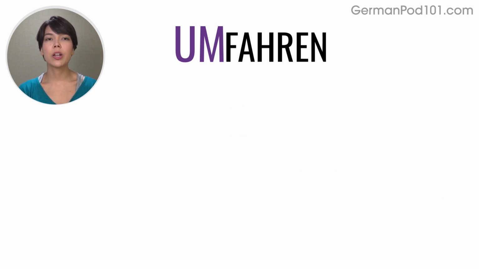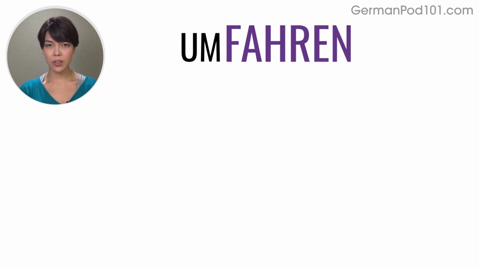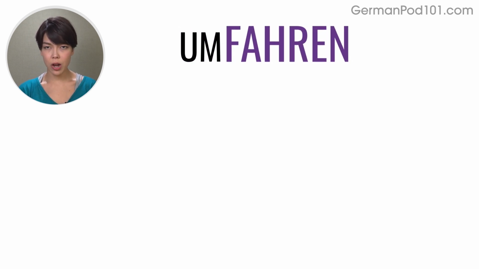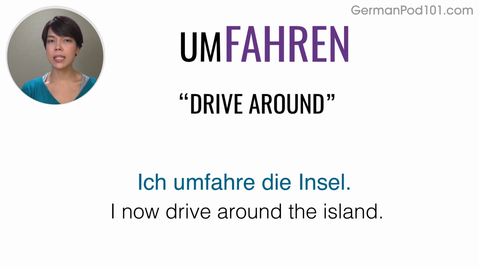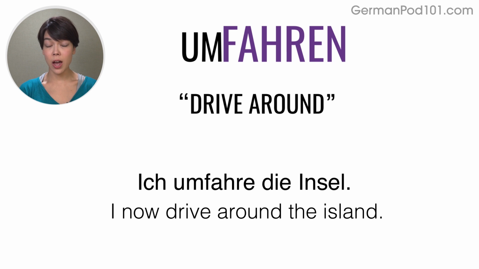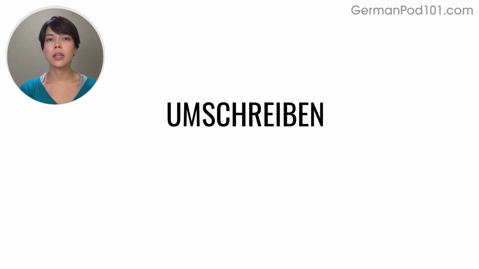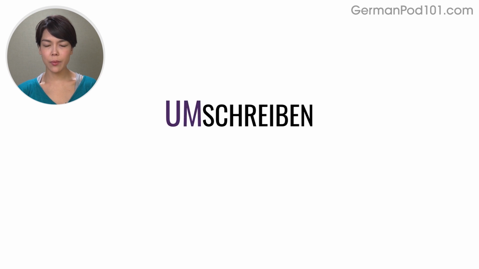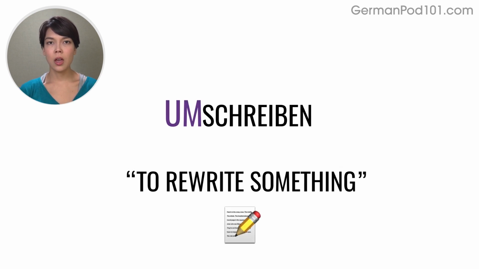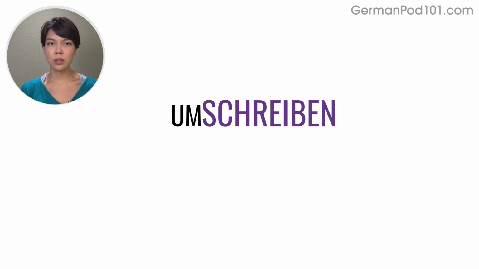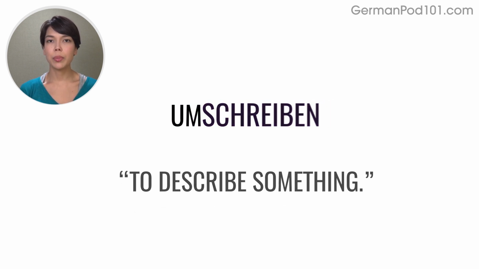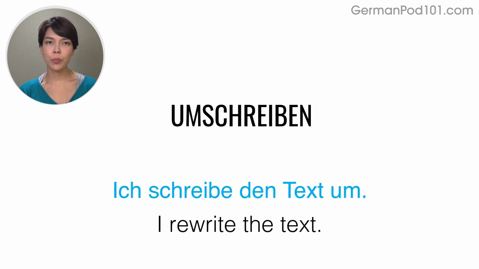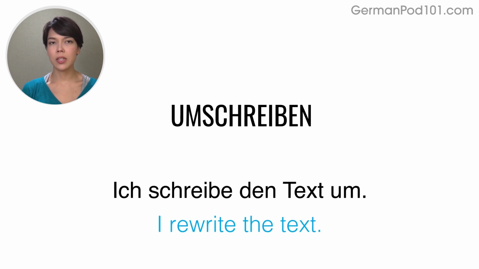If you pronounce the word as umfahren with an emphasis on fahren, that means drive around. For example, ich umfahre die Insel. Literally, I now drive around the island. With this definition, um cannot be separated from fahren. Another similar example is umschreiben. When um is emphasized, it means to rewrite something. And when schreiben is emphasized, it means to describe something. But be careful. Ich schreibe den Text um, when the prefix is separable, means I rewrite the text.